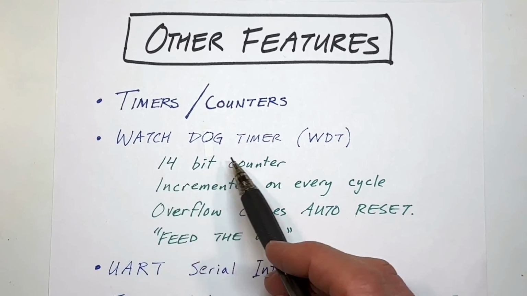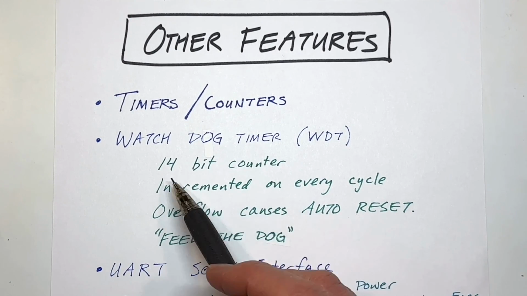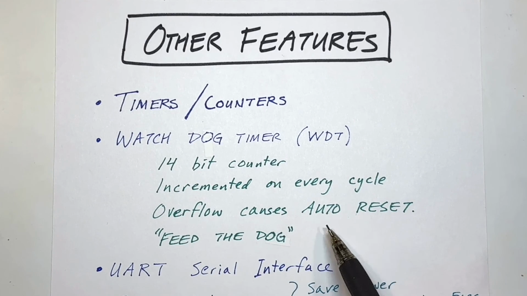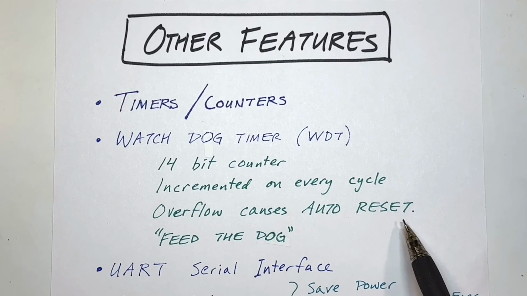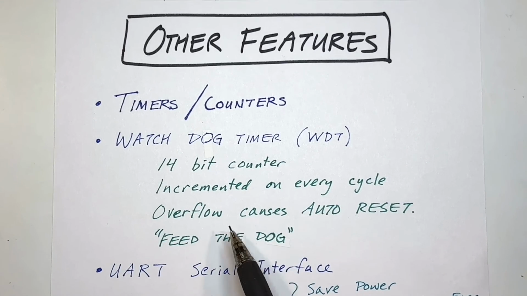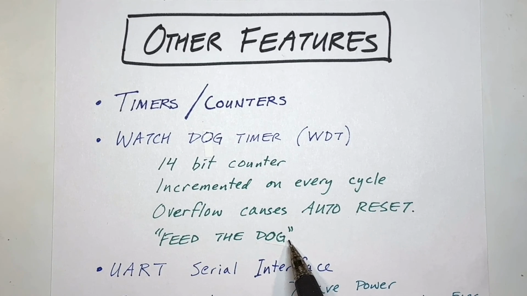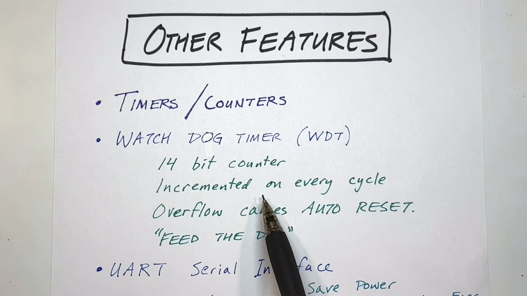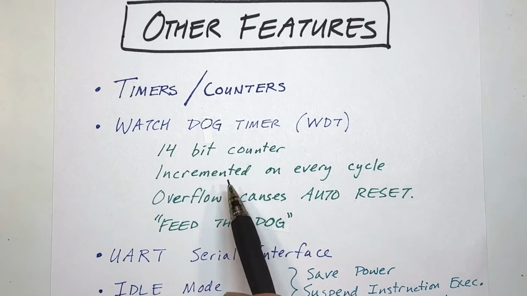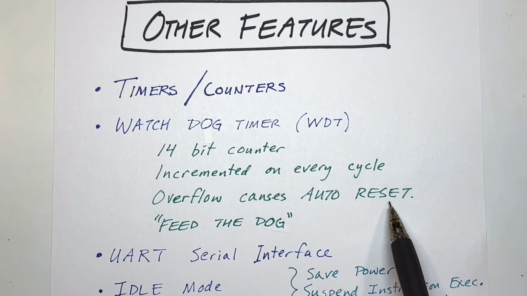You have something else called a watchdog timer, and that's a counter that's incremented on every cycle, and when it overflows, it causes an automatic reset to the computer. And so this can be used to guard against software errors, for example. And so if the software is working correctly and everything's going smoothly, you need to periodically feed the dog, as they say, which will reset the counter. And if the software goes awry or something goes wrong and it fails to feed the dog, then the watchdog timer will overflow and cause an automatic reset.